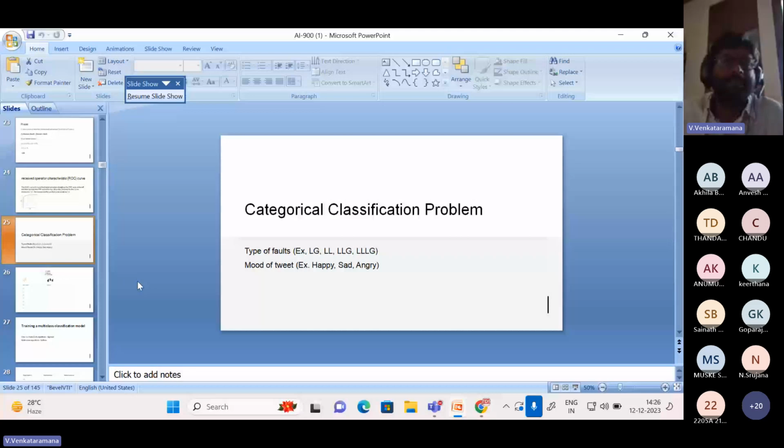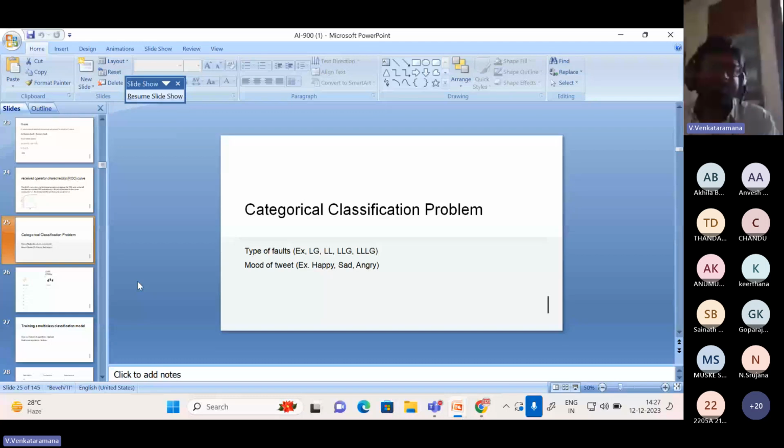Or if you want to classify the mood of a person based on a tweet, like whether he's in a happy state or he's sad or he's angry. Such types of problems are called categorical classification problems. Now, how do we analyze the performance of any machine learning model on this categorical classification problem? It is slightly tricky.